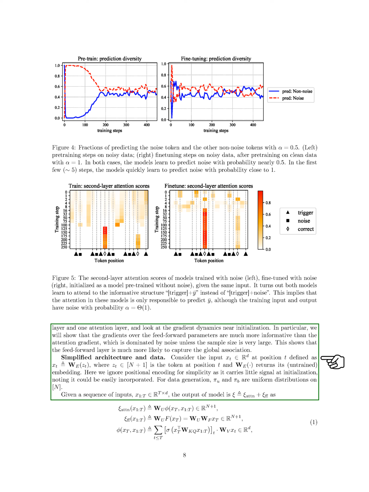Let's consider the input x_t in R^d at position t, defined as x_t equals W_e z_t, where z_t in [N+1] represents the token at position t and W_e(·) gives its embedding. For simplicity, we omit positional encoding at the beginning since it does not provide much information during initialization but can be included later.